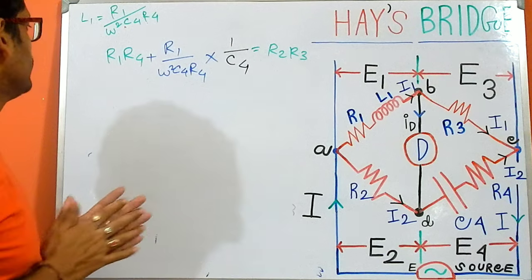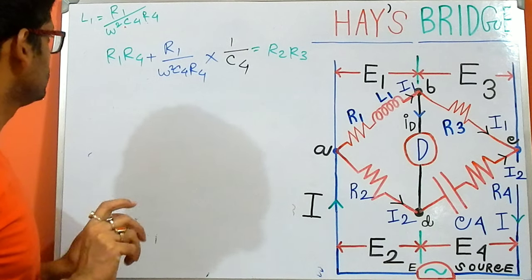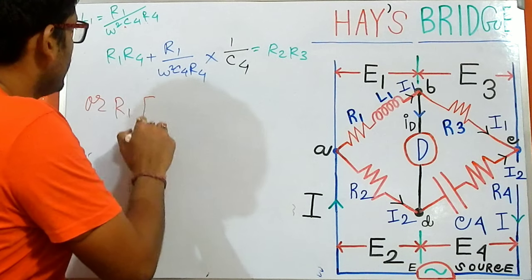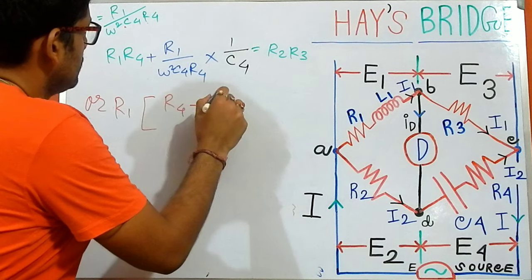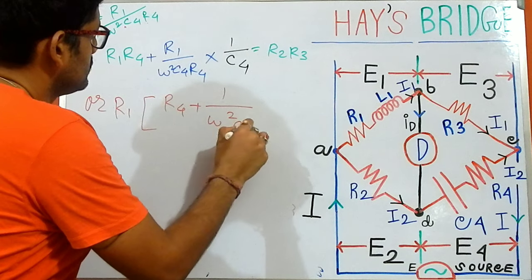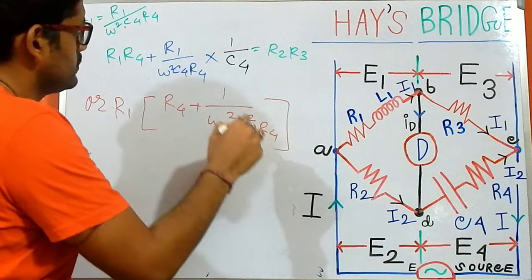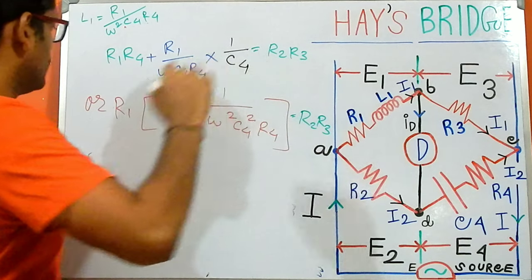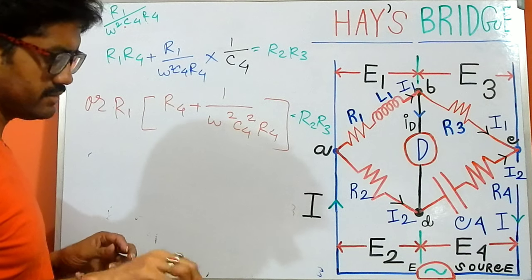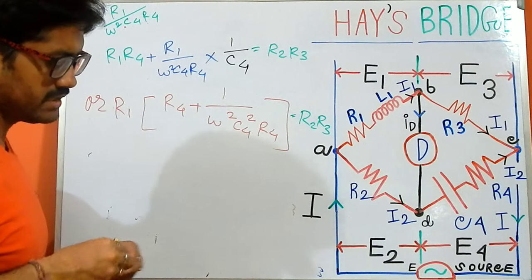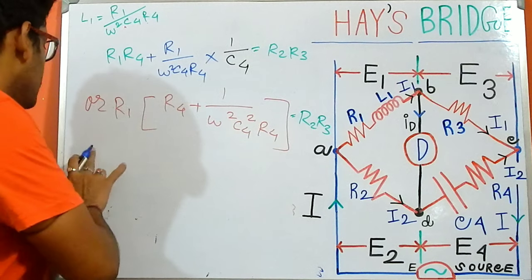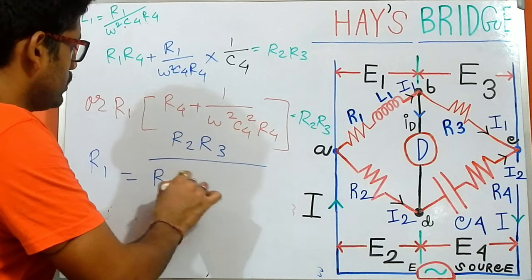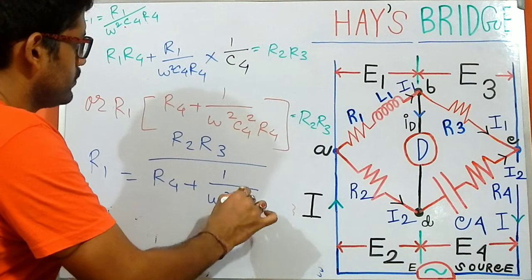Right now we need to find out the value of R1 over here. So if I take the common of R1 from this equation, I have got R4 plus 1 over omega square C4 square R4, which is equal to R2 R3. And if I transfer this expression to the right hand side, what have we got? R1 means R2 R3 divided by R4 plus 1 over omega square C4 square R4.